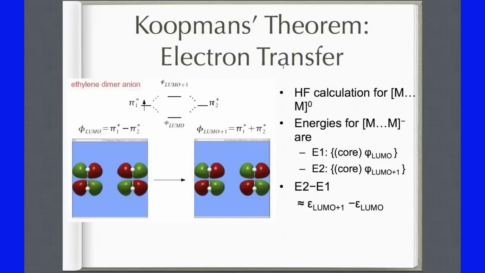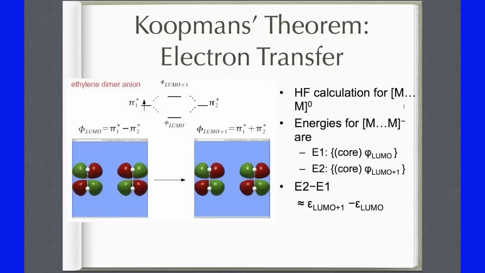And we can do the same thing for the electron transfer. Now we are imagining that we have a pair of ethylene with a negative charge here, and then later on it transferred, the negative charge turned to the other fragment. And of course we need to tweak the Koopmans' theorem a little bit.